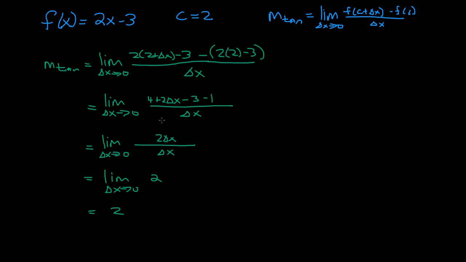So the slope of our tangent line at x equal 2, that is c equal 2, is 2. Now why does that make perfectly good sense? Because this is a linear function. What do we know the slope is? Well, we know the slope is 2 and the y-intercept is 3. Because this is in y equals mx plus b, slope-intercept form. So we knew the slope was 2.